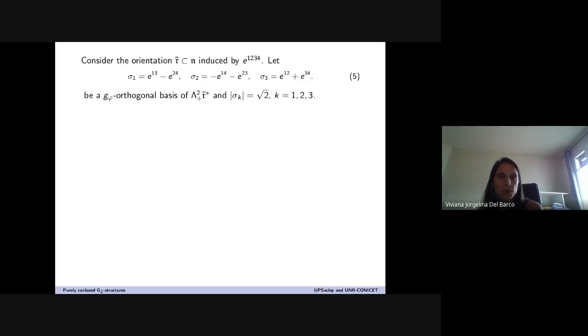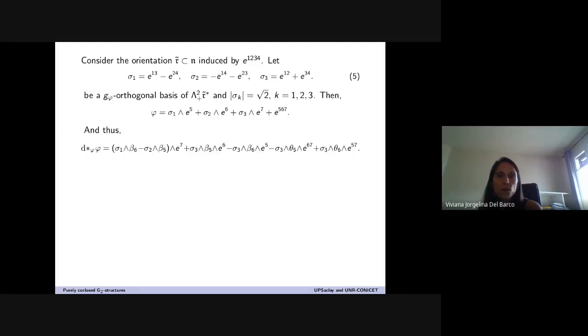So what we're going to do is put an orientation on R tilde, and we take a basis of self-dual forms. So we can write phi in the way I said before: sigma 1 wedge E5, sigma 2 wedge E6, sigma 3 wedge E7 plus E5, 6, 7. So again, we use the formulas for the differential and the metric to compute the differential of star phi, and we get this condition.